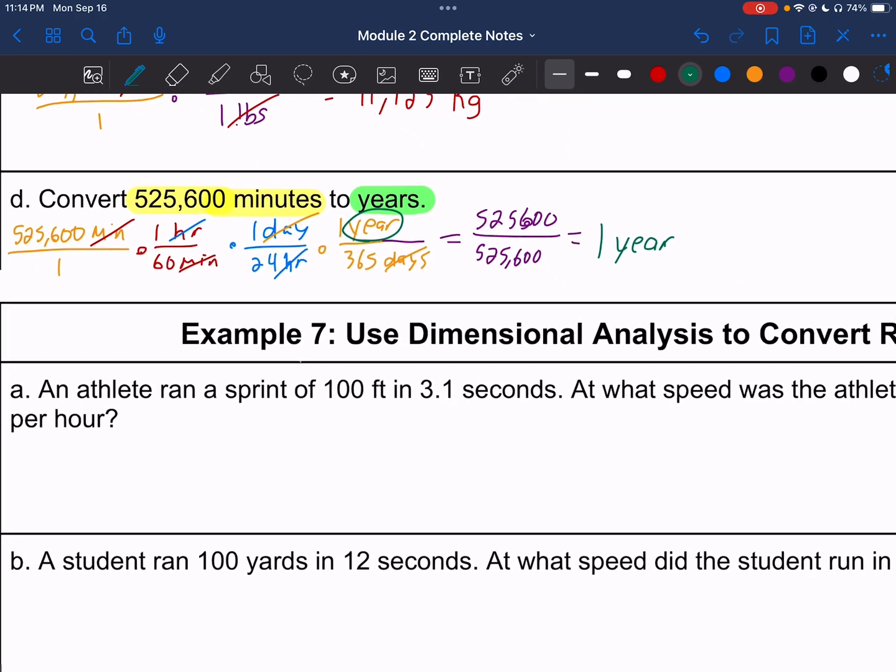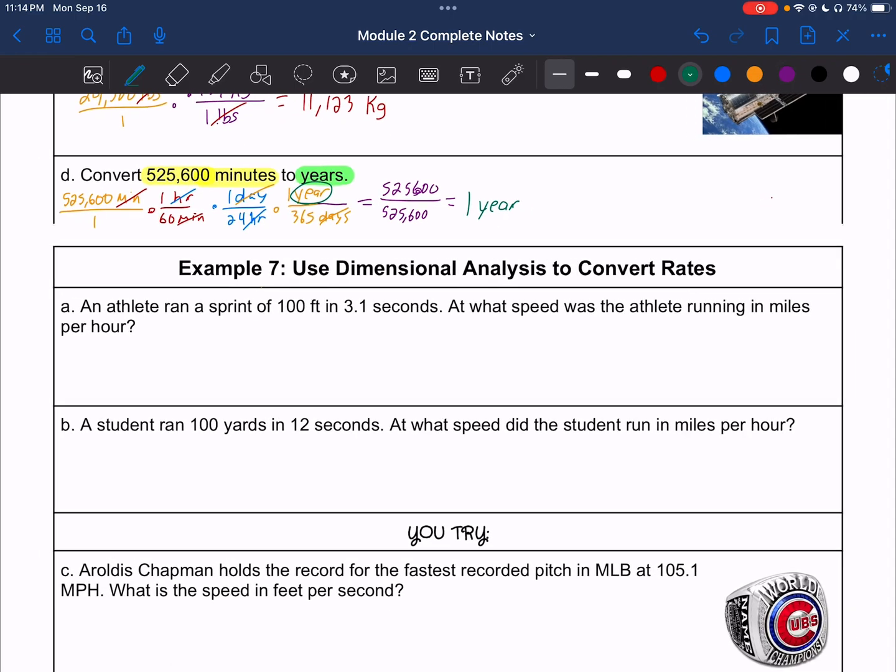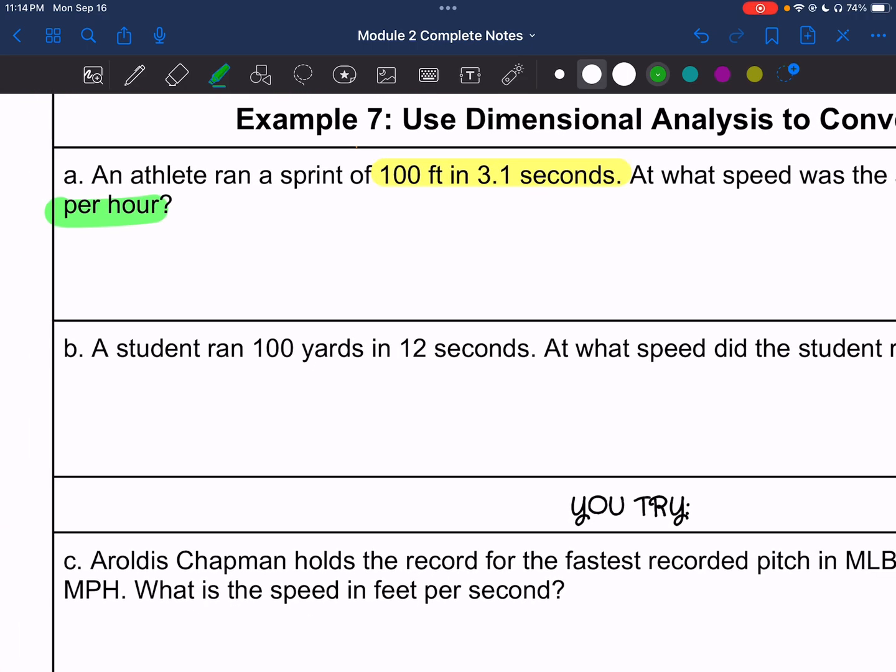All right. Now, we're going to use dimensional analysis to convert rates. So rates are going to have a numerator and a denominator when we start them. So we have an athlete running a sprint of 100 feet in 3.1 seconds. At what speed was the person running in miles per hour? Okay, again, we're not giving conversion factors here. We're just being told to convert these units.